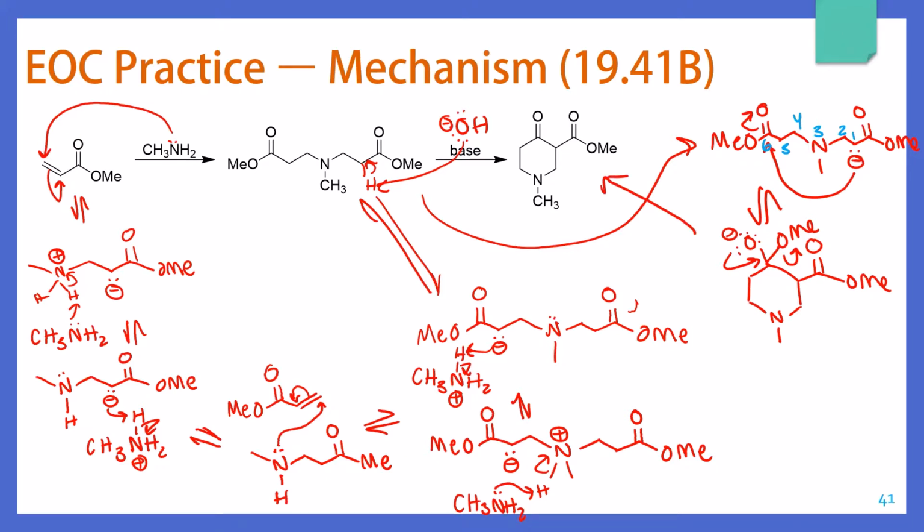If you're having a hard time seeing where that came from, let's just do a little bit of labeling. This would be carbon 1, 2, 3 for the nitrogen, 4, 5, 6. And this would be the bond that was formed when the enolate attacked the carbonyl.